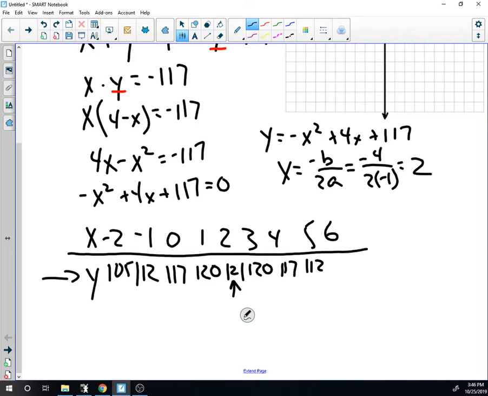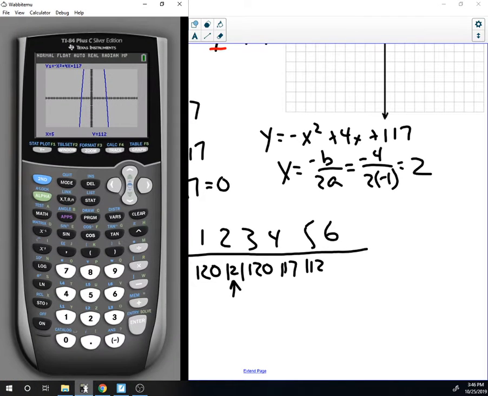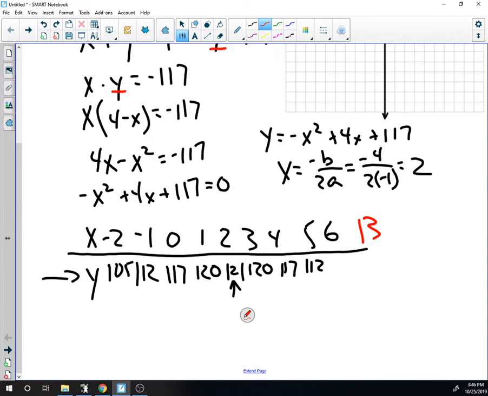I need zeros. Where's my zeros on this thing? I'm going back to my calculator. Let's try x equal 8. What do I get? I get 85. Let's try x equal 9. I get 72. Let's try x equal 10. I get 57. Let's try 12. I get 21. Let's try 13. I get 0. So way out here at 13, I get 0. And that's going to be one of my answers.